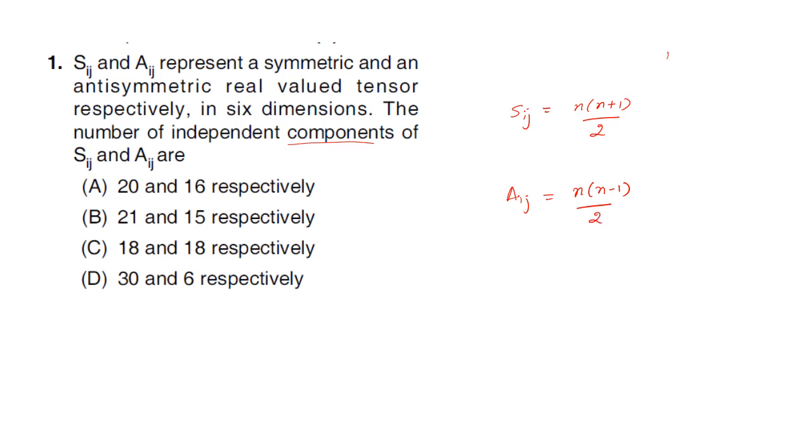Here it is given that it is in 6 dimensions. Therefore 6 into 6 plus 1, that is 7, divided by 2 is 21. Here 6 into 6 minus 1, that is 5, divided by 2, that is 15. Therefore the number of independent components of the symmetric tensor is 21 and for the antisymmetric tensor it is 15. Therefore option B is correct.